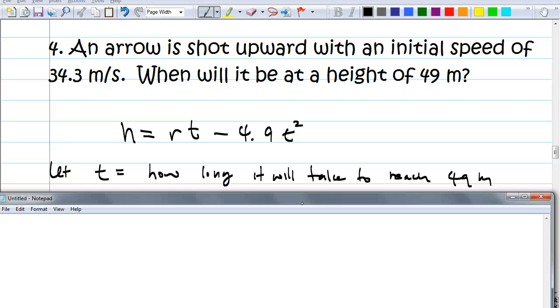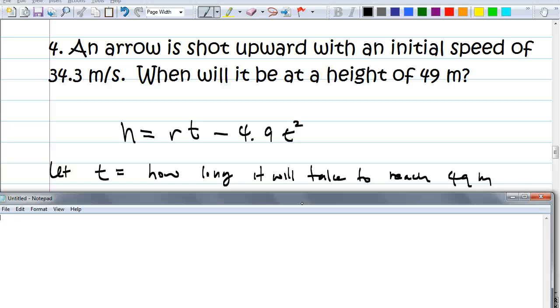Correct? Okay, so what do we do next? You're at the equation. You just plug it in. What's H? 49. What's R? 34.3. What's T? T is T. Do you know how to plug it in? So tell me what to write.